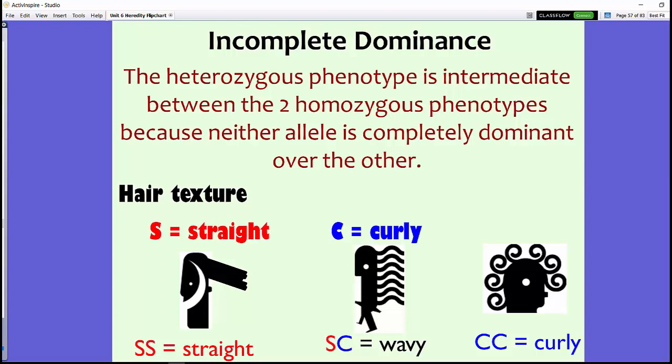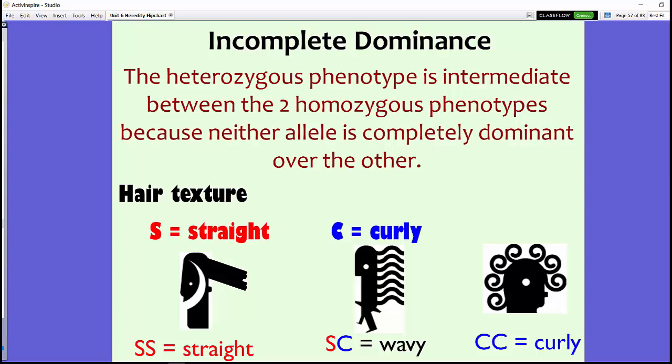The first one we're going to take a look at is something called incomplete dominance. And incomplete dominance is something where we have two dominant traits that can be expressed. Neither one of them actually shows complete dominance over the other. So for instance, in incomplete dominance, you typically have a heterozygous phenotype, which is intermediate between two homozygous phenotypes. And this is because neither allele is completely dominant over the other. Hair texture is a very good example of this.